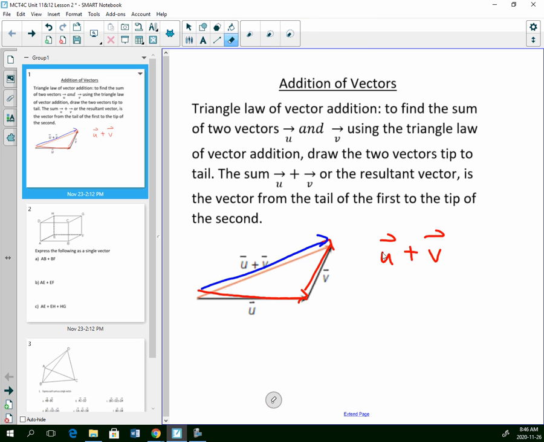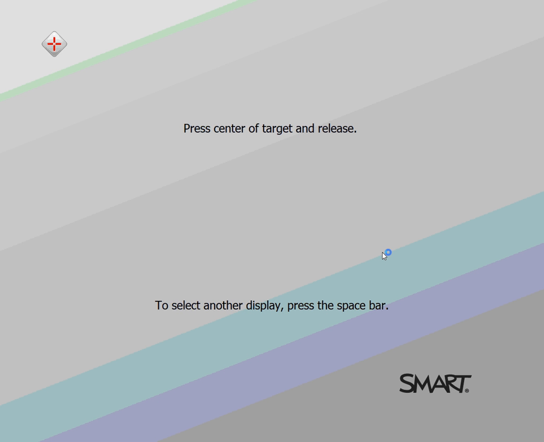Okay? So it's kind of like going around a field or diagonally across a field. I'm just going to fix this smart board a little bit. It's a little bit off.